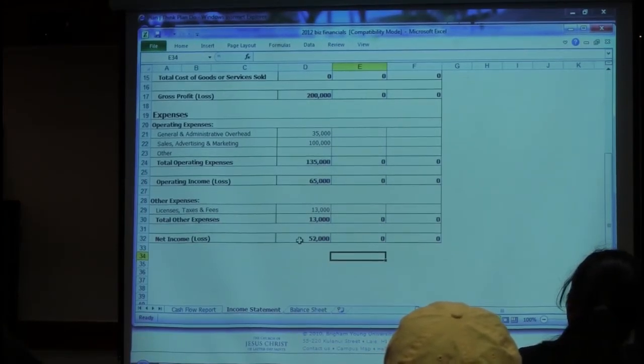So make this match the cash flows. Ready to move on? Any other questions on that?